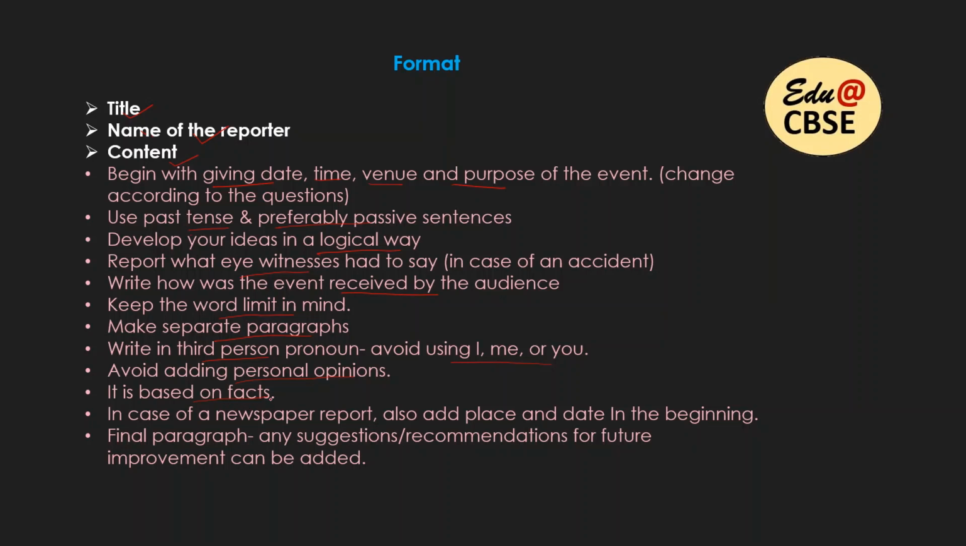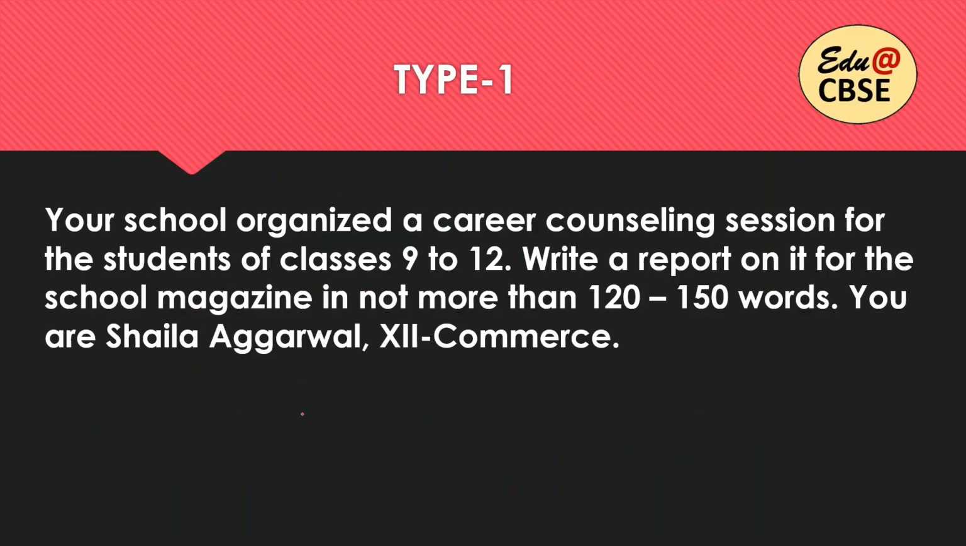So in case of a newspaper report, you are also to add place and date in the beginning. So this is how you have to write it. I'll be discussing it when I'll be showing you an example. Then final paragraph, you can give any suggestions or recommendations for a future improvement. So these can be added in the end. So these are the important points that you need to remember before you begin to write a report. Now, this is type 1, the first example.